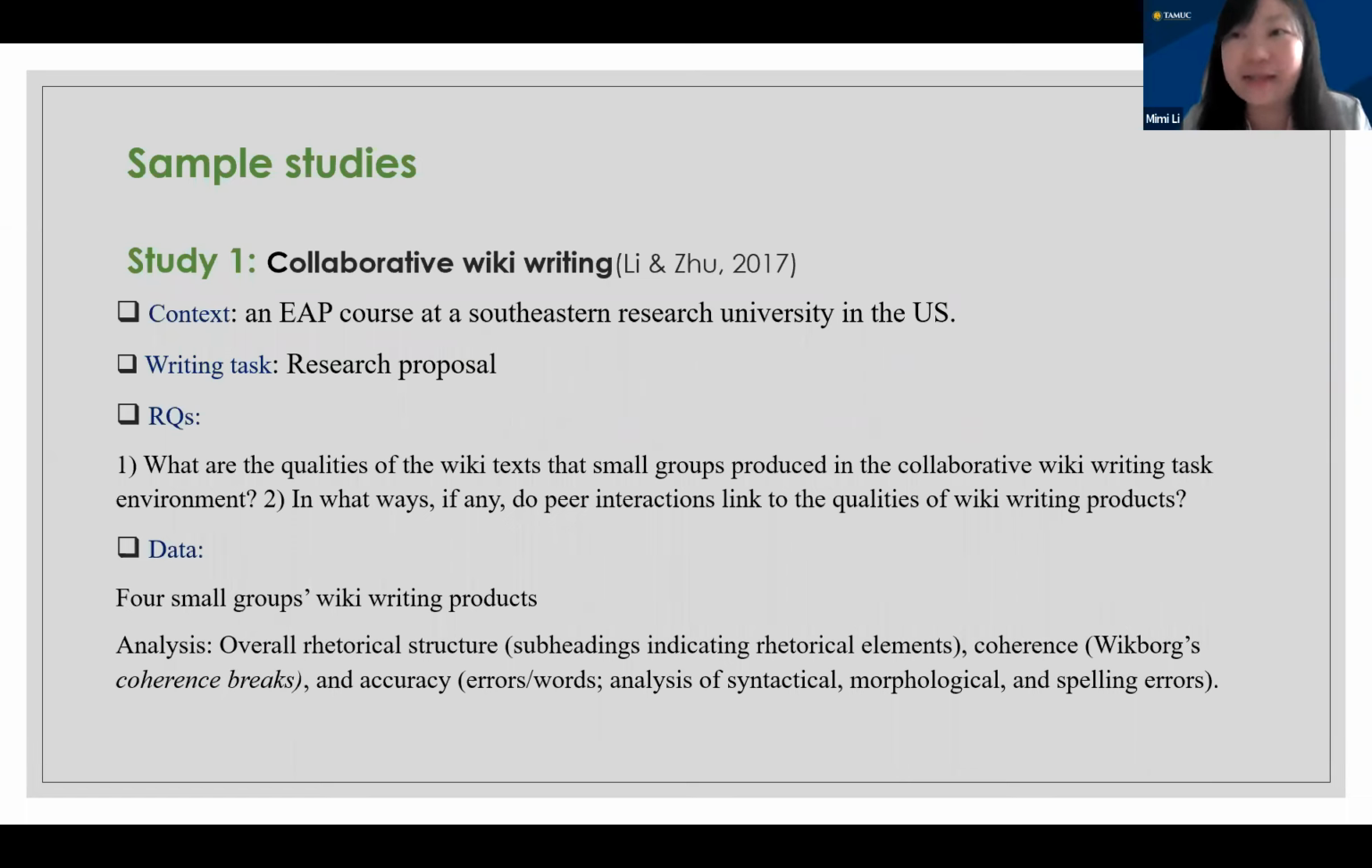So again, this comes from my dissertation, but of course, my collaborators analyzed the data and addressed the new research questions and figured out the connections between students' patterns of interaction and their writing products. So in terms of writing products, we analyzed the students' overall rhetorical structure, their coherence of the writing, as well as the accuracy of the writing.